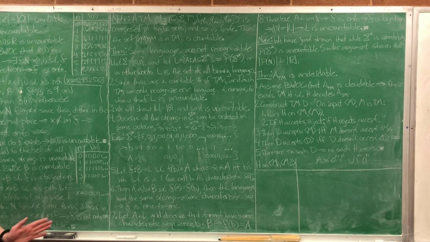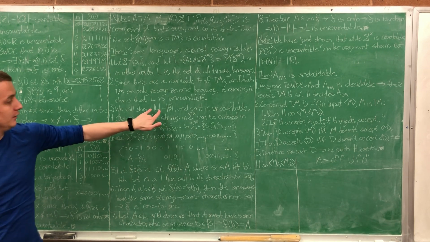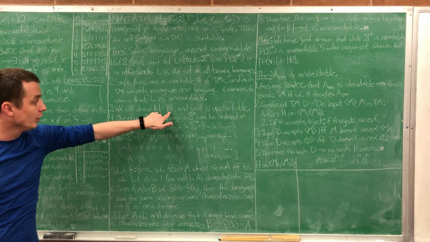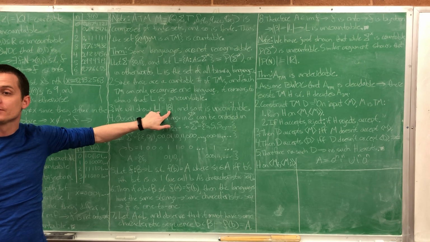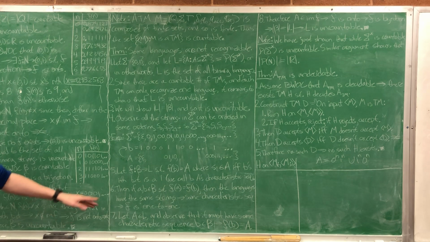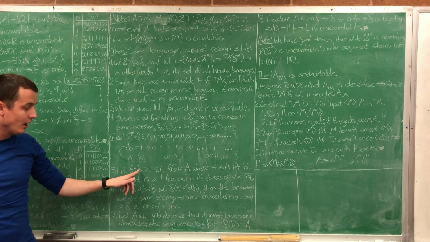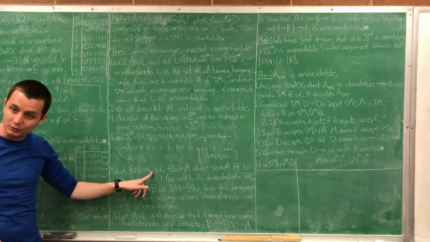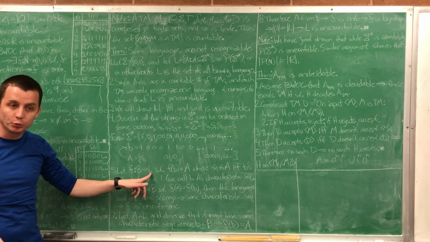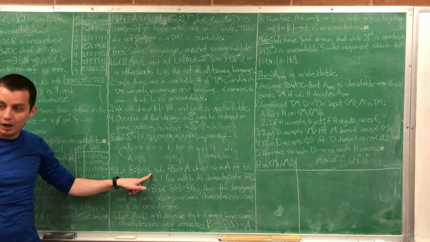Because remember what I'm trying to do. I am trying to show that the size of L and the size of beta are the same thing. How do I show that they have the same size? I need to create a bijection between the two. I need to come up with some function that maps beta to L, that's both 1 to 1 and onto. How am I going to do that?